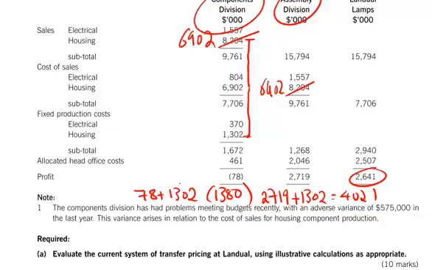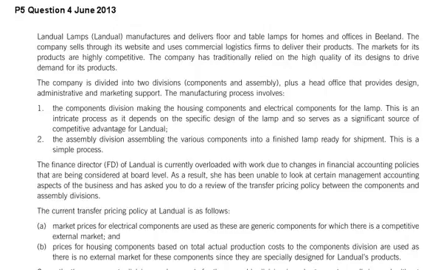The good thing about using variable costs is it allows the assembly division to see from the group's point of view what the true marginal cost of production is. However, we have to think of it really from the components division. If we go up to the beginning of the question and see what's in here, the company has traditionally relied on the high quality of its designs to drive demand for its products. It's suggesting here that the real source of competitive advantage lies with the components division, and that the assembly division, this is a very, very simple process, there is no competitive advantage here.